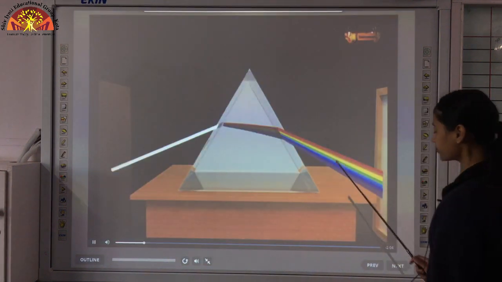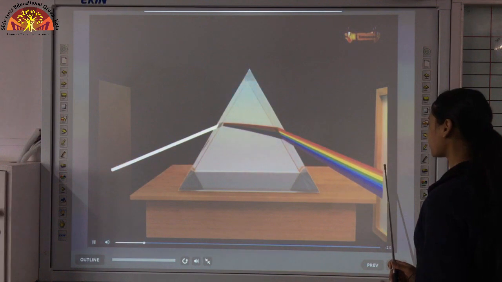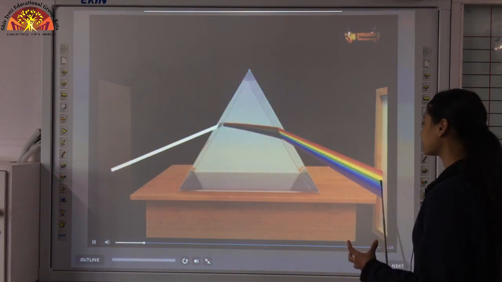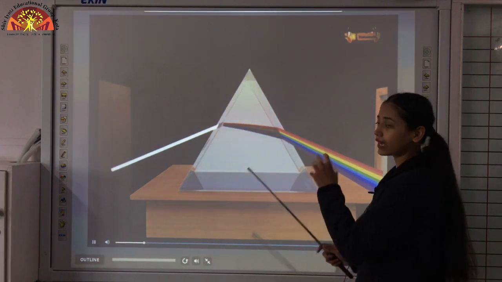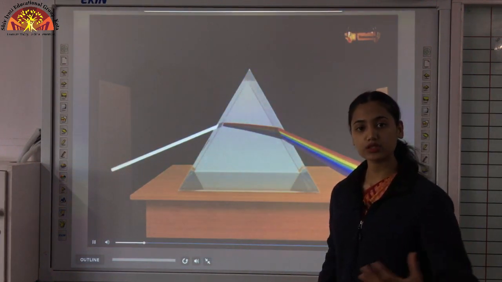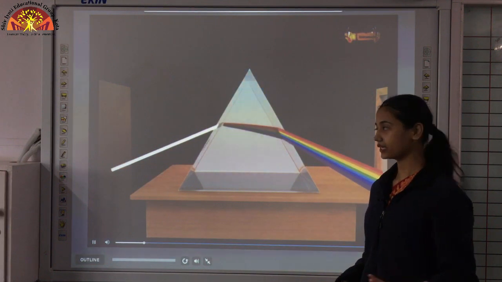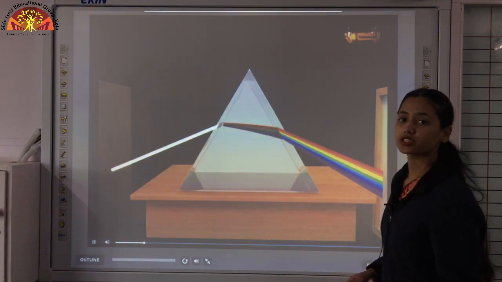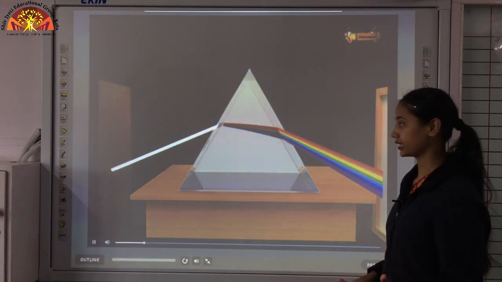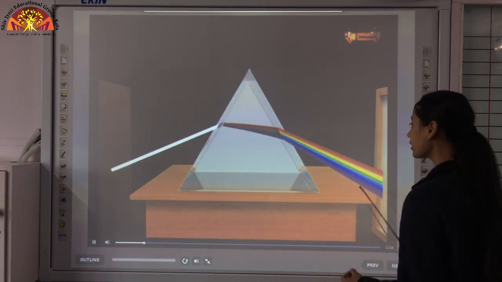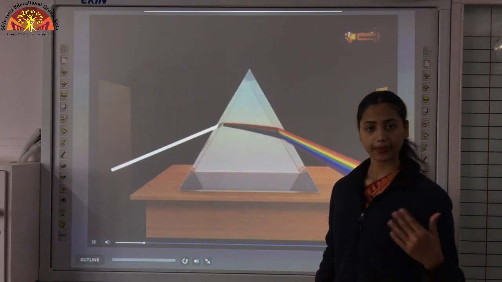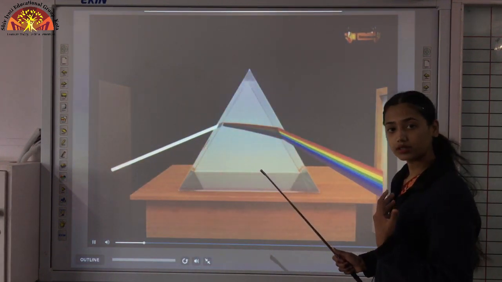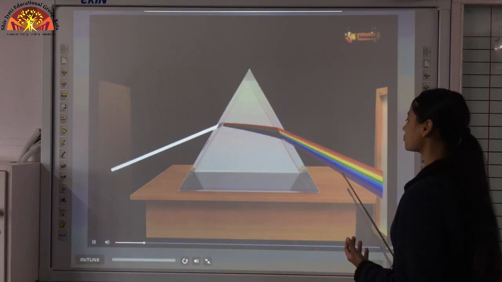In this spectrum, you can see red color is obtained on the top, whereas violet is at the bottom. So why is there a difference? Because the red light travels with the most speed. That means it is the fastest ray, so there is the least deviation, the least bending in red light. Whereas the violet ray travels with the slowest speed, and there is the maximum deviation in the case of violet light.